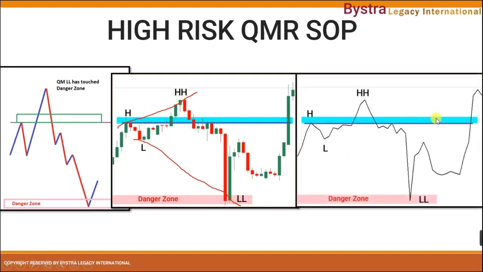Alright, if you look at the line chart, it is a very beautiful QM pattern, but once it touches the danger zone, it is considered a very high risk SOP, and we want to avoid this kind of QM pattern.